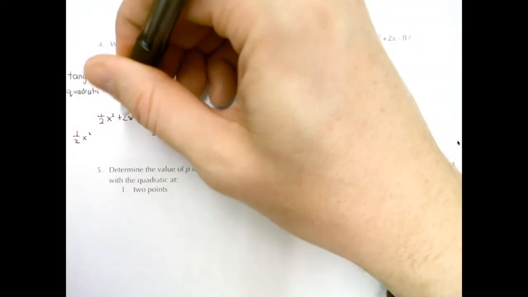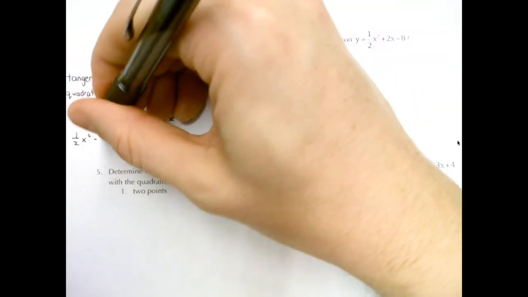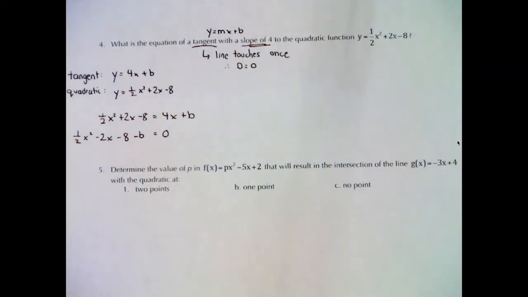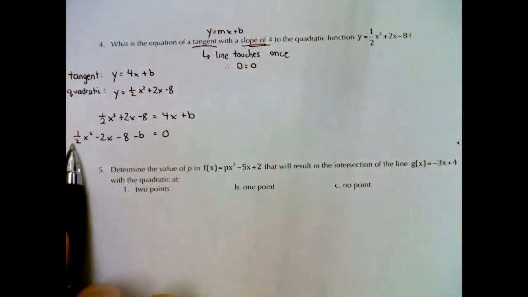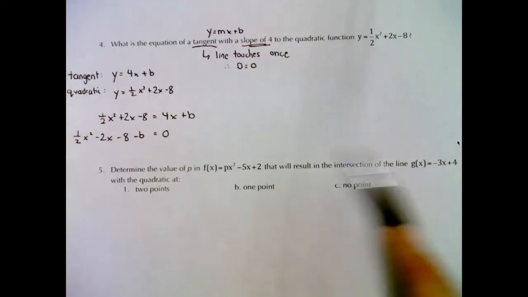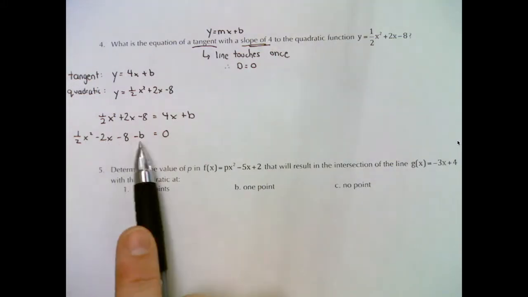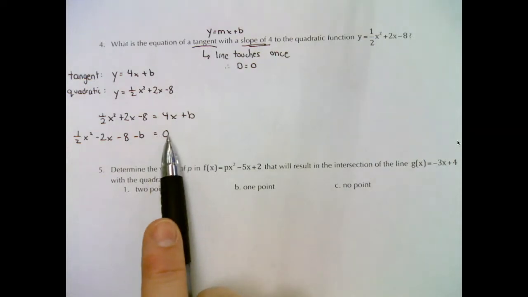1/2 x squared. 2x minus 4x is negative 2x. Negative 8 stays, and b moves to negative b. And now we've got an equation: 1/2 x squared minus 2x minus 8 minus b. If you don't want to work with fractions, one thing you can do is multiply this entire equation by 2. So double every term. That would make this x squared, this minus 4x, negative 16, negative 2b, equal to 0.